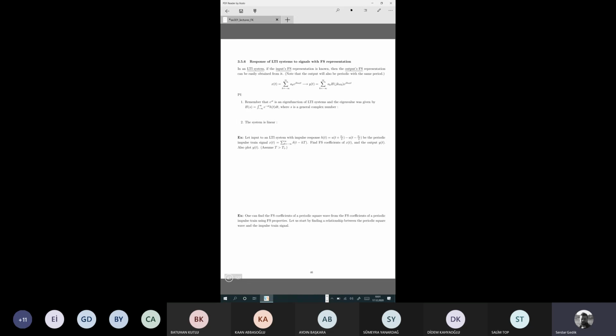If this is the case, then if your x of t periodic signal is at the input of an LTI system, you can calculate the outputs by this formula. Remember our H of s or H of j k omega 0. This is actually nothing but the integral of e to the power minus st times h of t dt, and h of t being the impulse response of your LTI system.